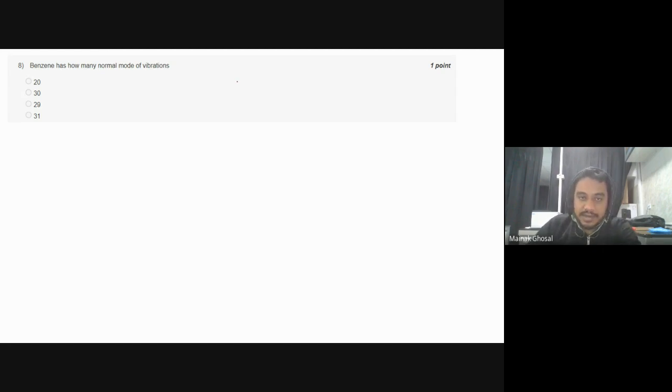So I have already said, for any n atomic molecule, if it is linear, then the number of normal modes will be equal to 3n minus 5. And if it is non-linear, the number of normal modes will be equal to 3n minus 6. So for any n atomic molecule, if it is a linear molecule, the number of modes will be 3n minus 5. If it is a non-linear molecule, then the number of normal modes will be 3n minus 6.